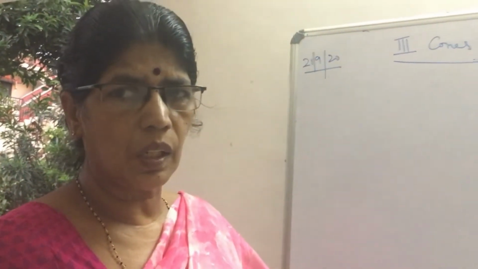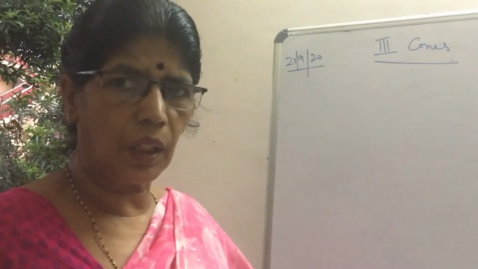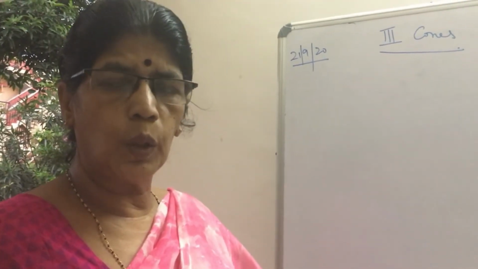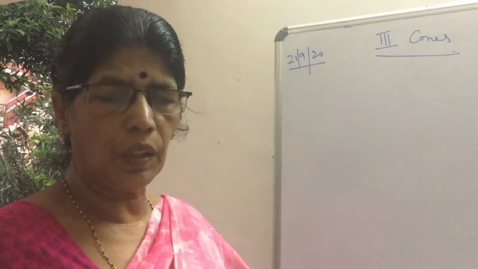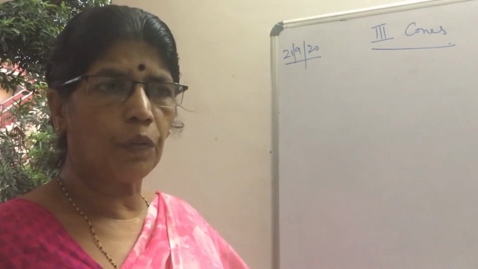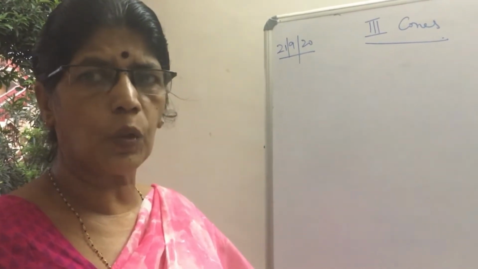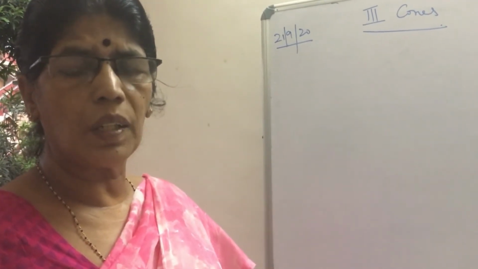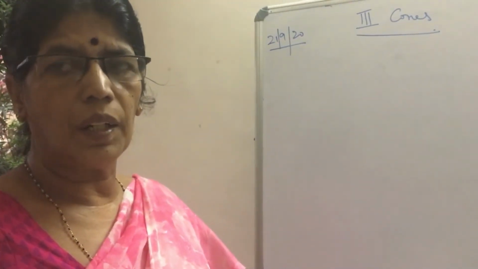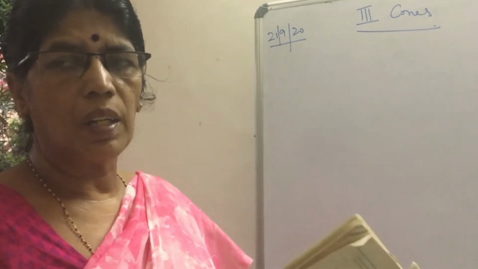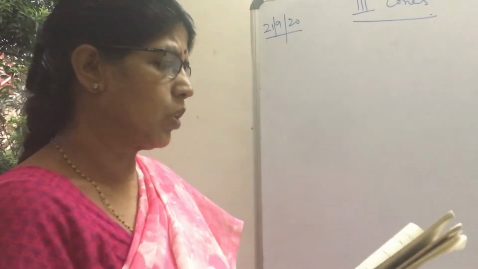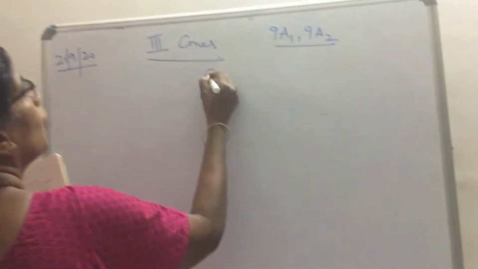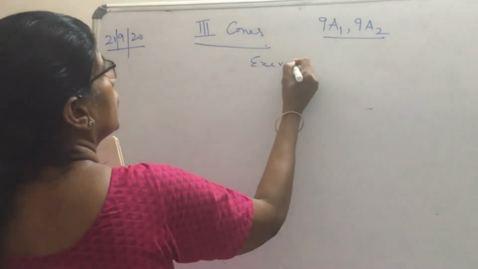Recollect once. CSA, pi r l; TSA, pi r into l plus r; volume, 1 by 3 pi r square h. And what is the formula for r? Root of l square minus h square. h is equal to root of l square minus r square, and l, the slant height, is root of r square plus h square. Coming to today's class, children, we are going to do exercise 13.3.